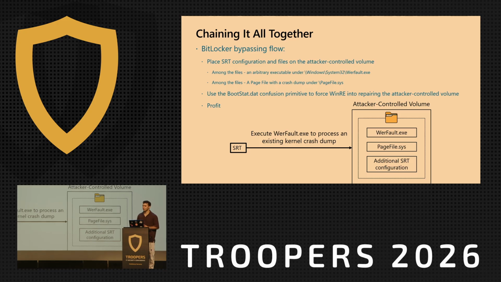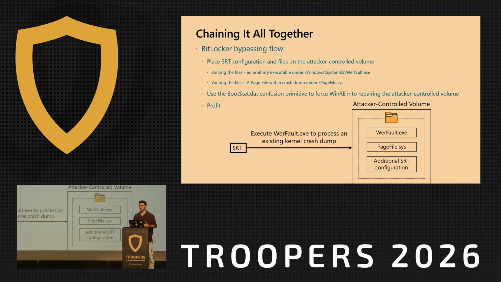So to tie everything together for the SRT exploit, here's the full BitLocker bypass flow. First, we place the required SRT configuration and supporting files on an attacker-controlled volume. And this includes the attacker-controlled executable placed at Windows\System32\WerFault.exe. Could be any executable. And you also need to put the page file containing the crash dump at the root of that volume. Again, that's the general layout: WerFault, page file, and additional SRT configuration.